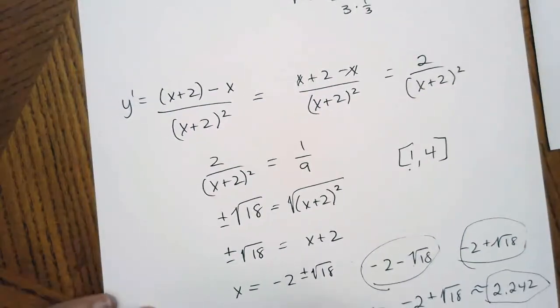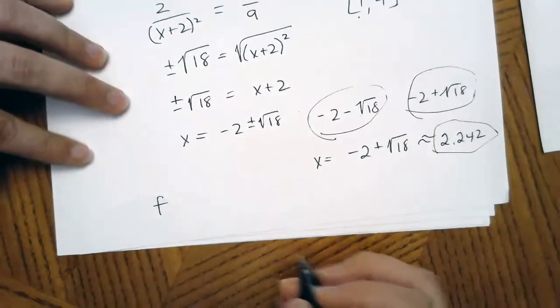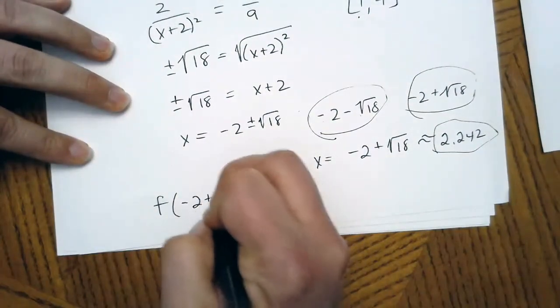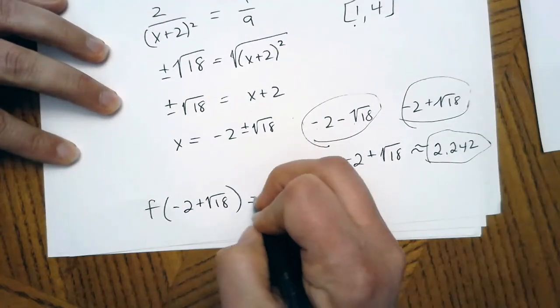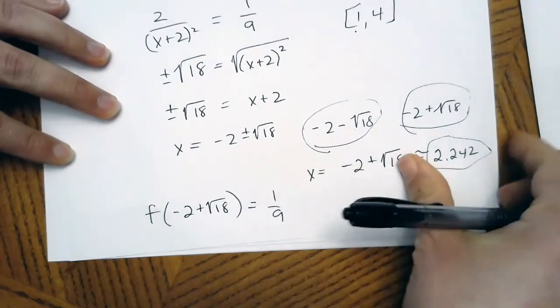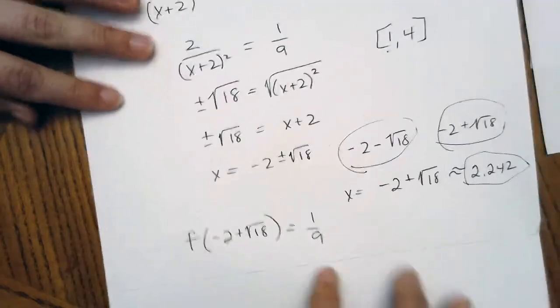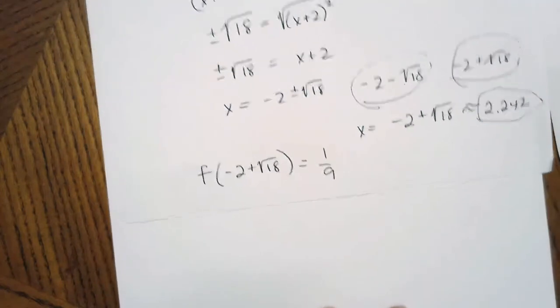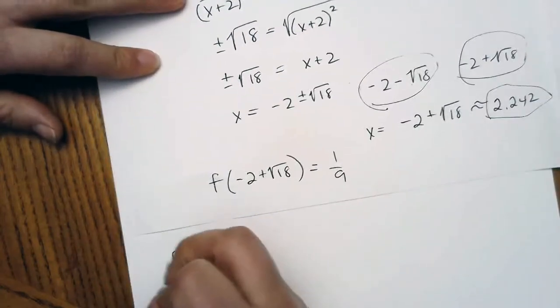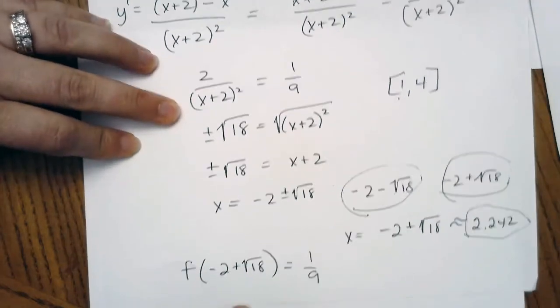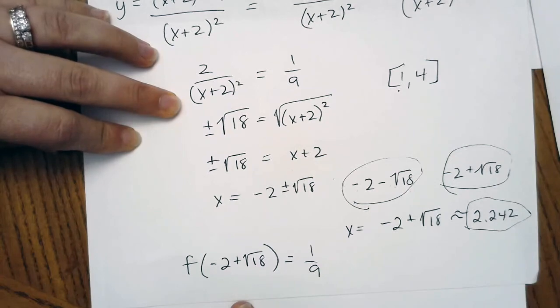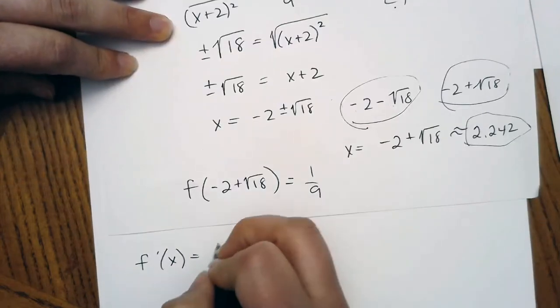So we found that really f of, sorry, this screen isn't very big here, f of negative 2 plus the square root of 18, I'm just going to leave it in its original form, is equal to 1/9. And if I really, really want to check that, I can do one more thing here. So let's come back up here to my f prime, right? So my f prime, let me rewrite it here, was 2 over x plus 2 quantity squared. So I'm going to have that.